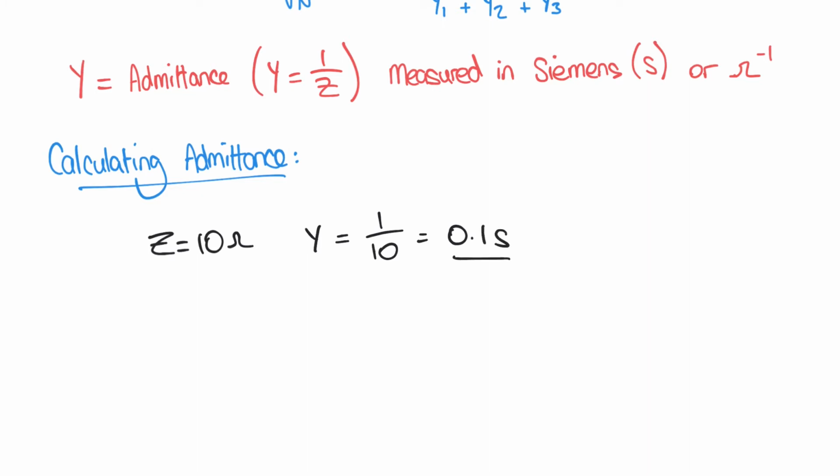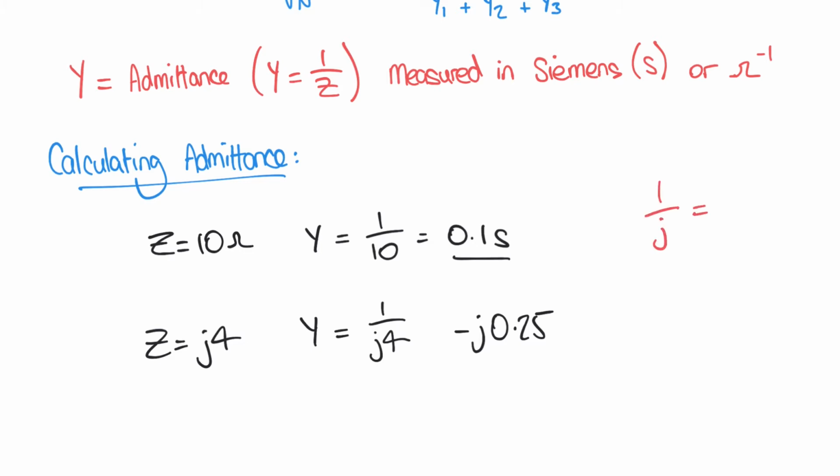The same is true if the impedance is purely reactance. Let's say that Z equals j4. Well, we have Y equals 1 over Z again. In this case, 1 over j4. And that's going to give us minus j0.25 Siemens. Recall the identity that 1 over j is equal to minus j. And so what we have here really is the 1 over j is giving us this minus j, and the 1 over 4 is giving us 0.25.